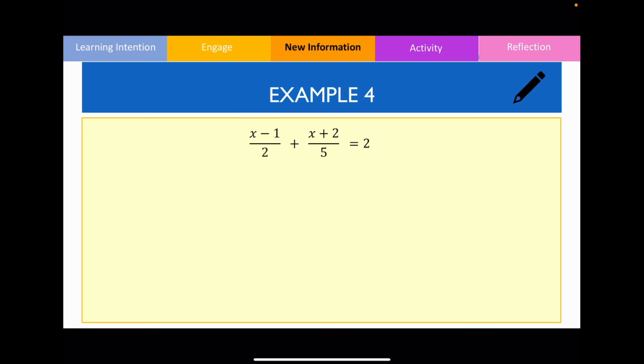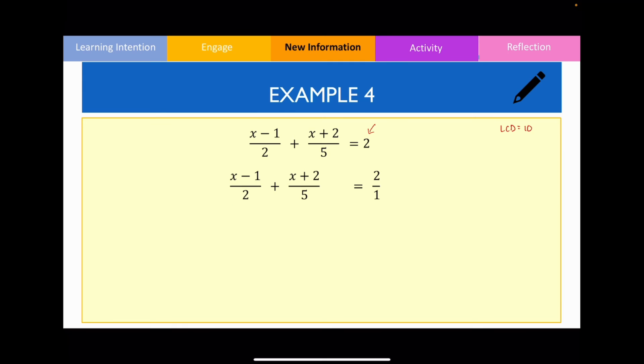In the very last example, what I'm going to do first is make sure that every term in this particular equation is converted into a fraction. So I'm going to write that as a fraction, so that could be rewritten as 2 over 1. And what I'm going to do next is locate the lowest common denominator. So the lowest common denominator in this example over here is going to be 10.